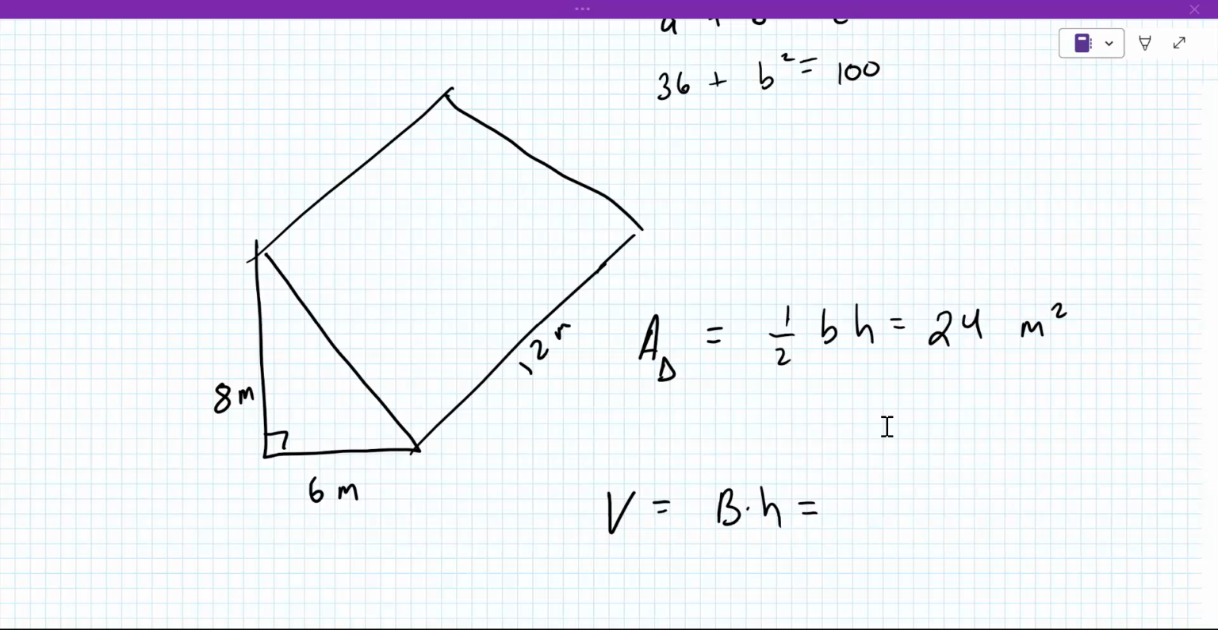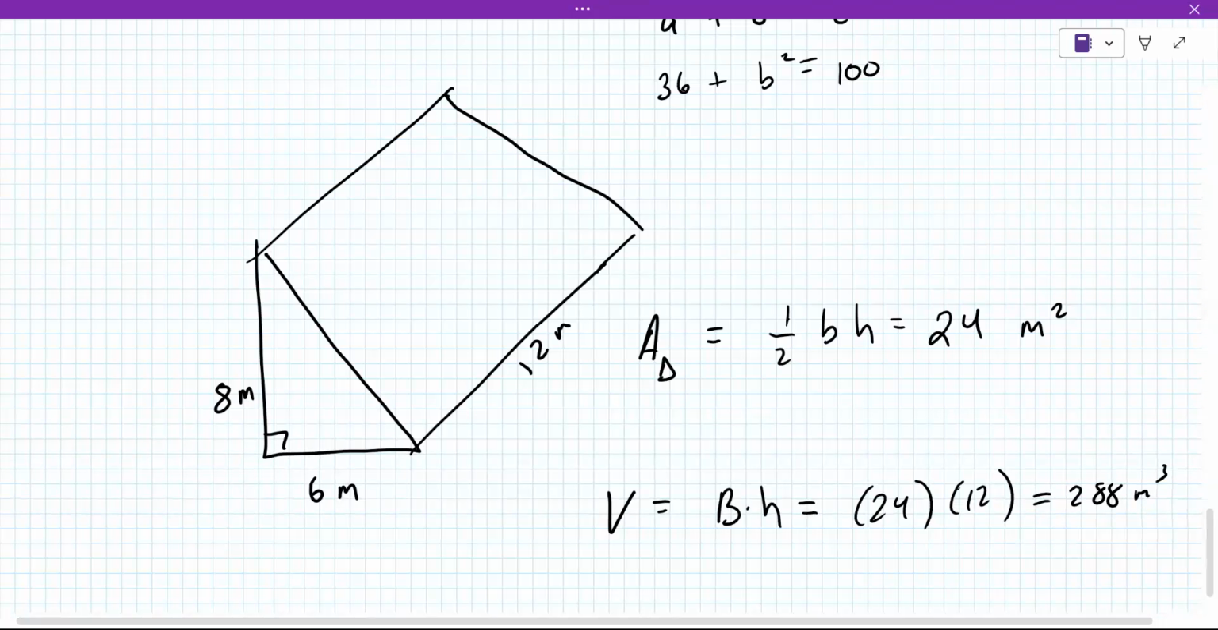Oh, 24. Okay, and what's the length or the height of the prism? 12. All right. So can you multiply those together and give me the final answer? 288. What are the units? 288 meters squared. Nope, cubic meters. 288 cubic meters. All right. Very good.